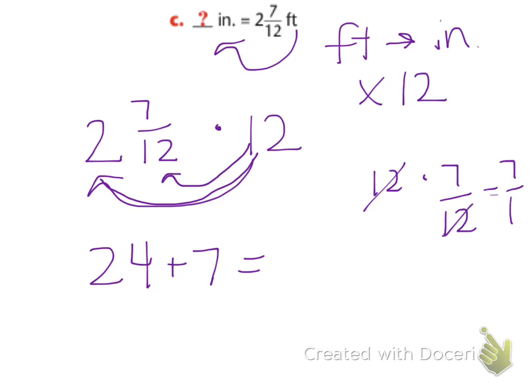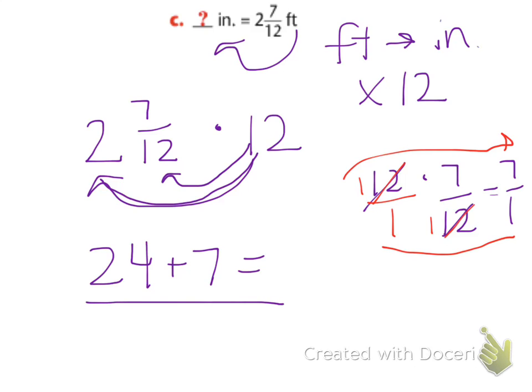If I went too fast over here and you're wondering what I did, I just thought of that as a fraction 12/1, and I cross-simplified. Those can cancel each other out into 1s. 1 times 7 is 7. 1 times 1 is 1. So if you come back down here to finish, 24 plus 7, I get 31. So there are 31 inches in 2 and 7/12 feet.